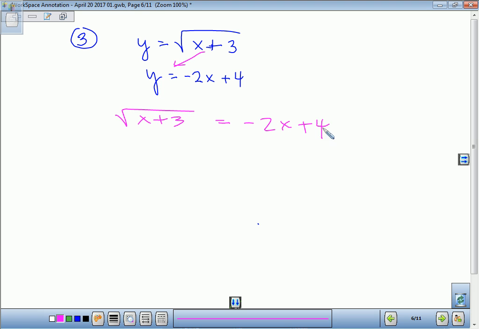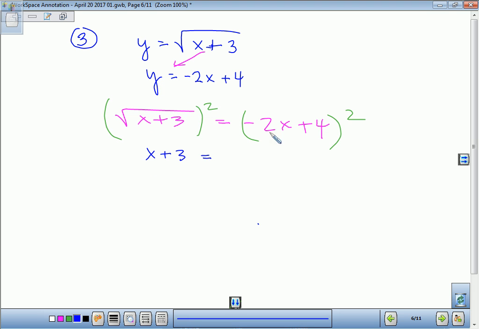All right. Who has ideas? What do we do? Square. I like it. Okay, so why don't we square this side, and why don't we square this side? The nice thing about this side is the square and the square root cancel, and we're left with x plus 3.